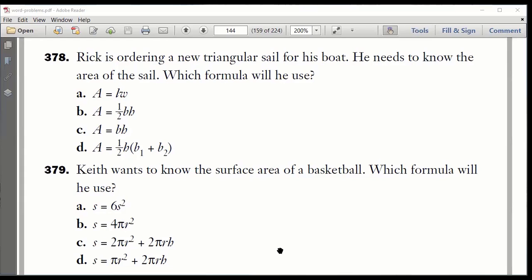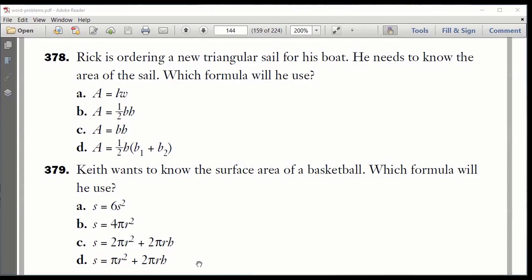Option B is A equal to half into base into height, half B into H. Option C is base into height. No, I said half into. Area of a triangle is always given by half into base into height. That's option B. Do you know why it is?